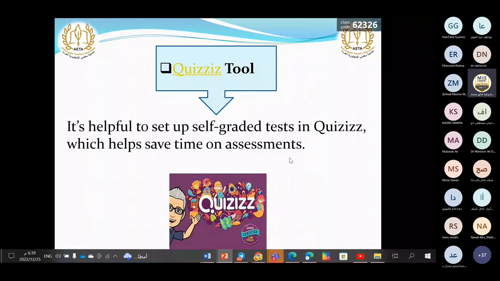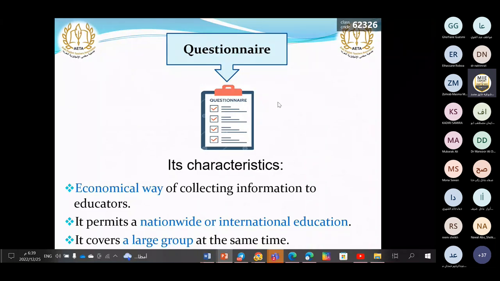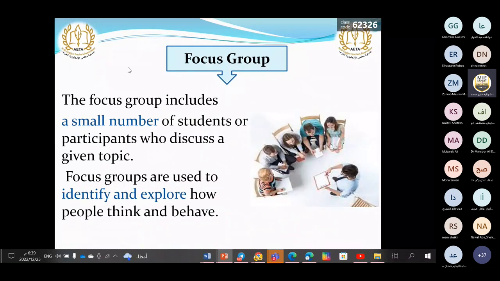compete with each other. Another assessment tool is the questionnaire, as you mentioned, and it has a lot of characteristics. For example, it is an economical way of collecting information for us as educators. Also, it permits a nationwide or international education. It covers a large group at the same time. You can, for example, make a questionnaire for many people, 100, 200, many ones.